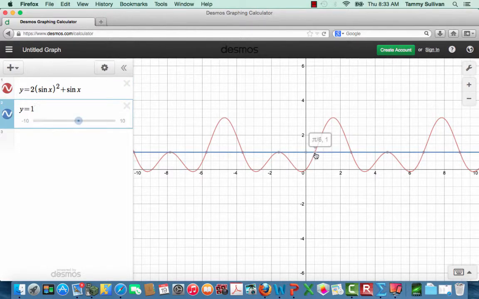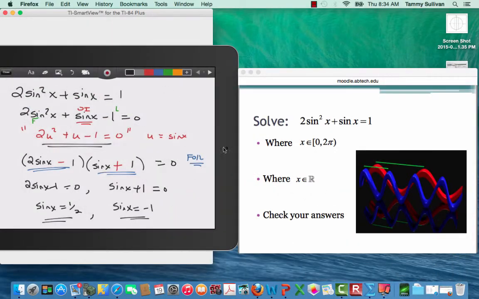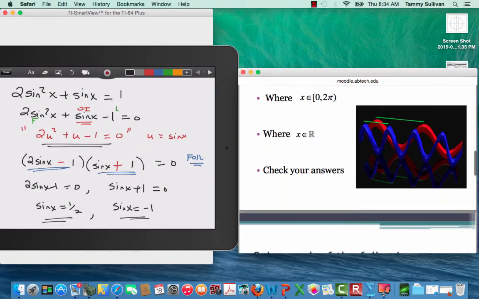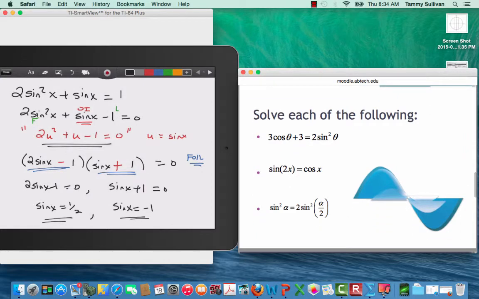And so I'm looking for answers pi over 6, 5 pi over 6, 3 pi over 2. And then you can see that that is one period, so then you can just continue to add. So Desmos is actually really nice to check answers there. Let me close this. So now go ahead and try to solve these three, and I'm going to stop this and do a new recording of each one of these.